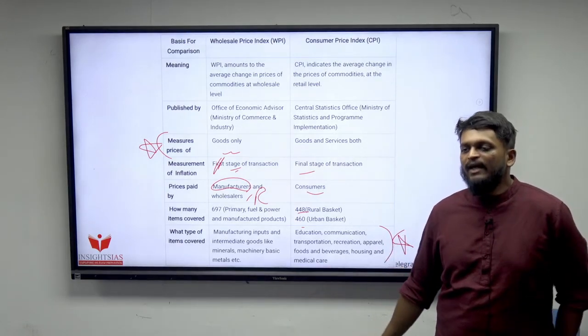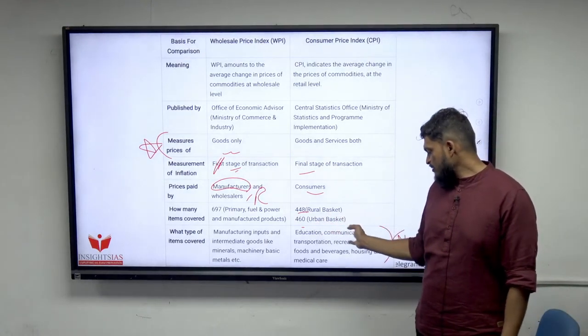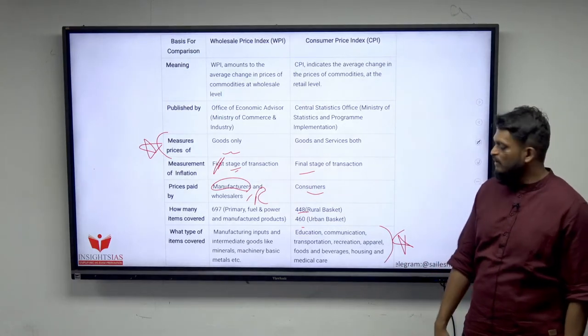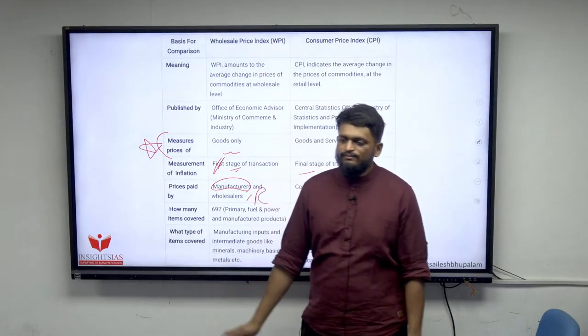Will people buy bulk wax or perfume? No. People will only buy what is relevant for people: education, communication, transport, recreation, apparel. You can see everything is relevant only to citizens, normal people. Here they will buy minerals, machinery, basic metals, all these things also.